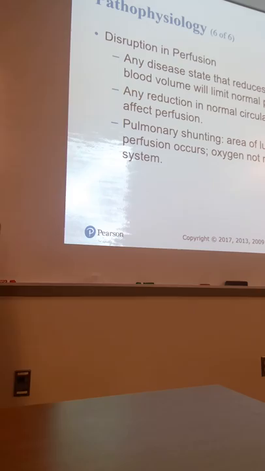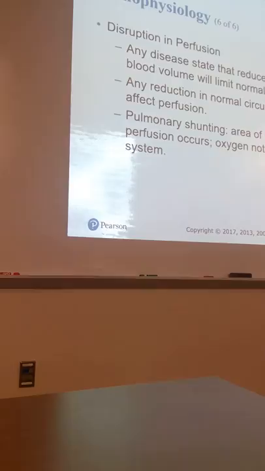The blood bypasses the air exchange segments of the lung, so it's like having a right to left shunt in your heart or like a VSD. Well, VSD is the left to right shunt. The blood bypasses the oxygen exchange mechanism, so you end up with desaturated blood on the arterial side. So that affects the level of oxygen in the blood, and that affects the level of oxygen at the tissue level.